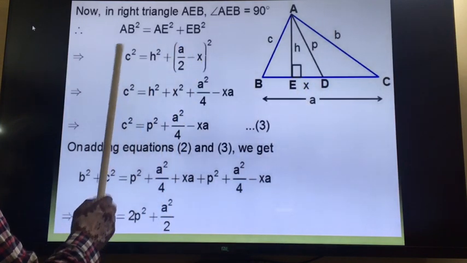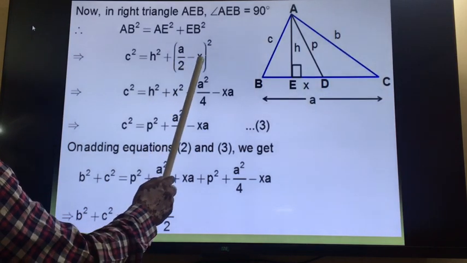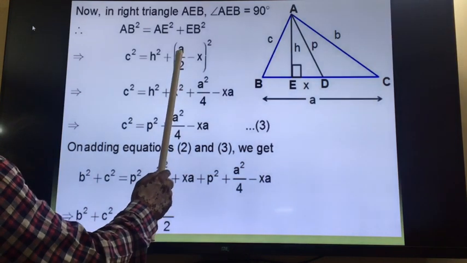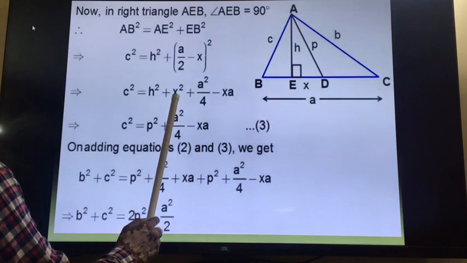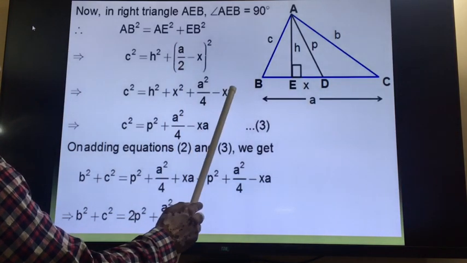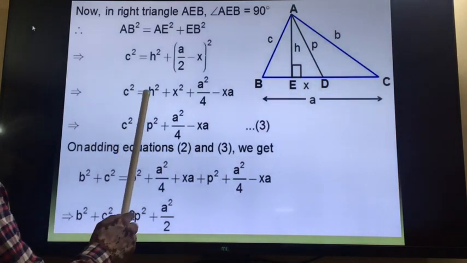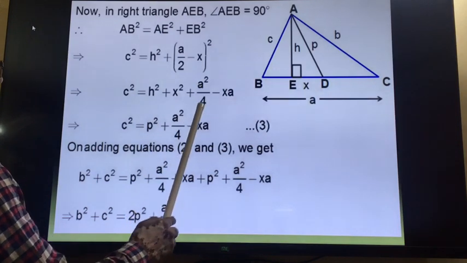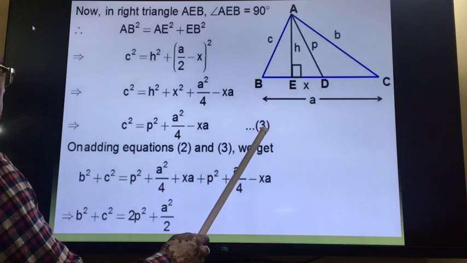So C square is equal to H square plus x square, and here we can apply the formula (A minus B) whole square. So A square means (A by 2) whole square, so A square by 4, plus B square means x square, minus 2AB. So minus 2 into A by 2 into x, so minus xa. So C square is equal to H square plus x square, which is equal to P square plus A square by 4 minus xa. So we got this equation number 3.